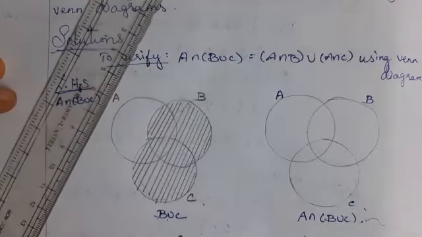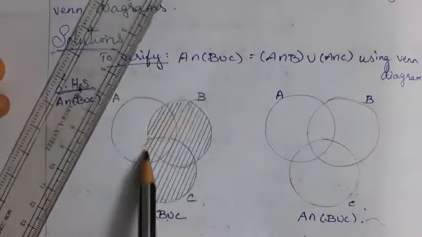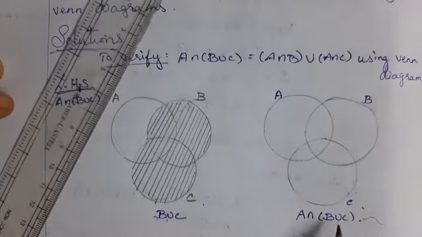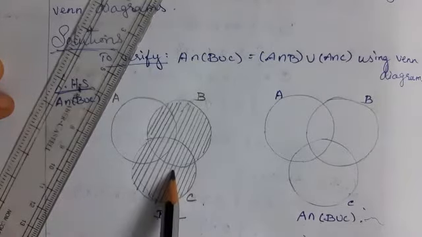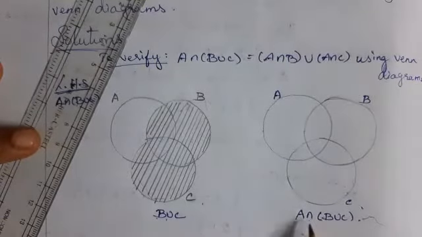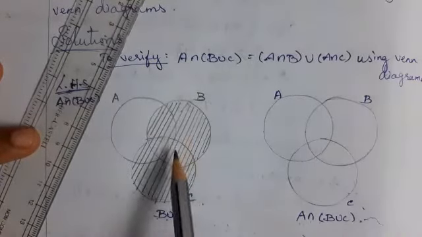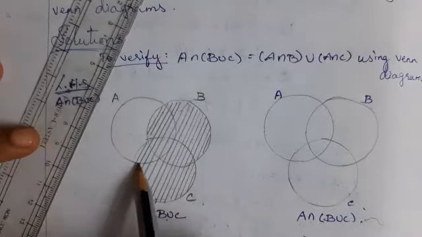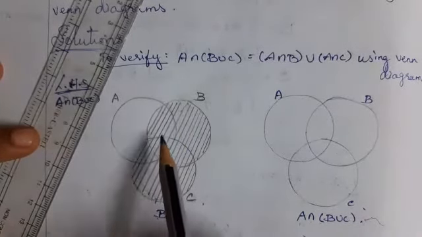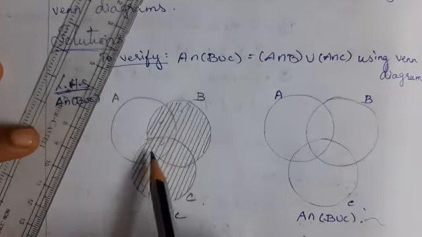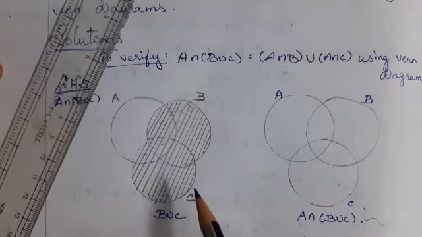B union C means the whole portion of B and C. Now, A intersection B union C. See the diagram here. B union C intersection A. See the circle A. Now, A and B union C, these two portions only common.